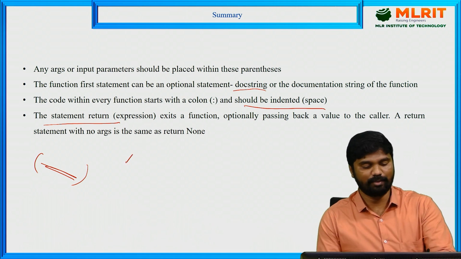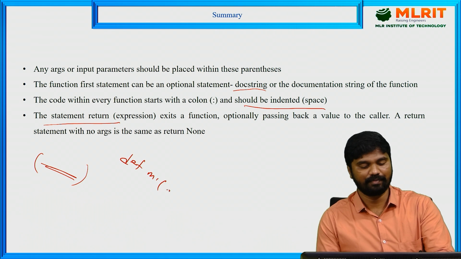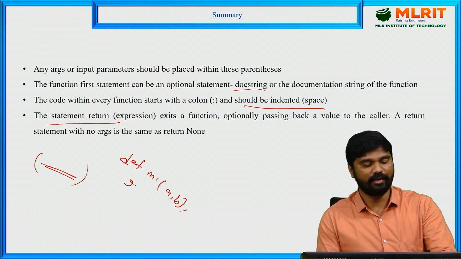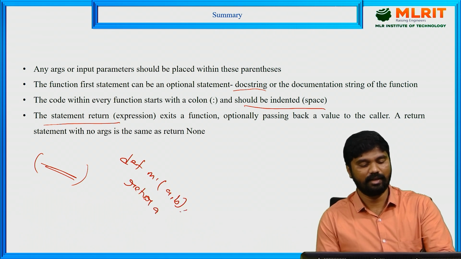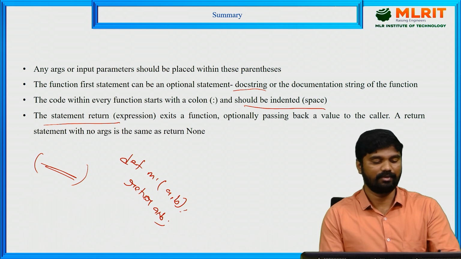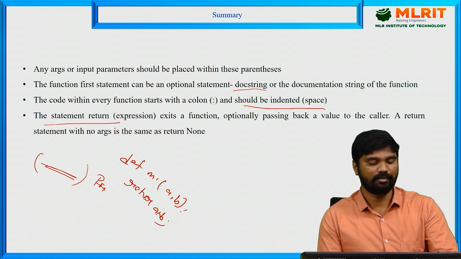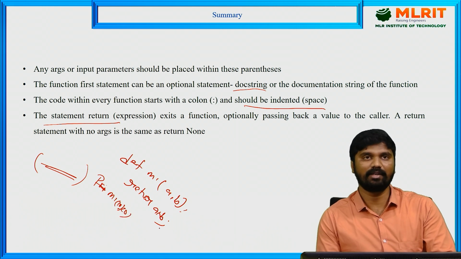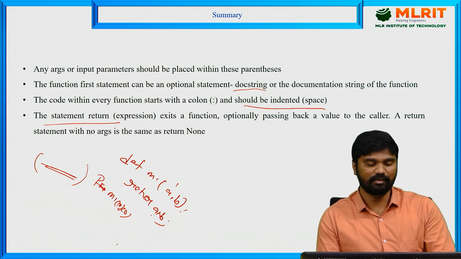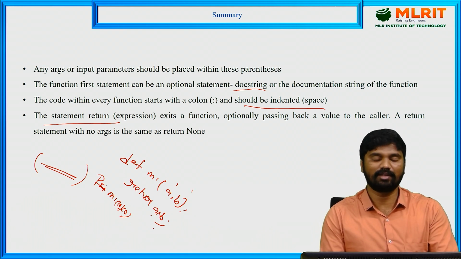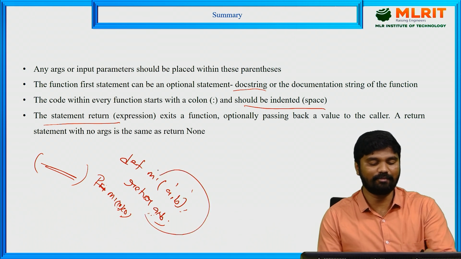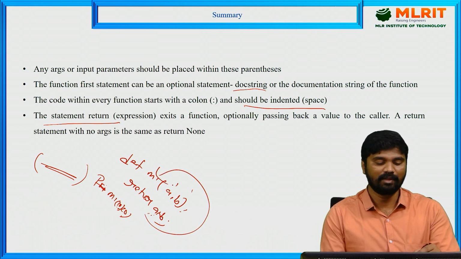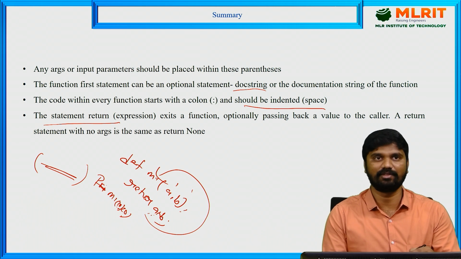So for example, def m1 a comma b, then return a plus b. Then print m1 function 10 comma 20. Now what will happen here? Here a plus b, so the 10 value will be assigned to a and the 20 value will be assigned to b. Now 10 plus 20 is 30. Now the result will be returned to this m1 function, that is the caller of that function. That value will be stored in that m1 function.